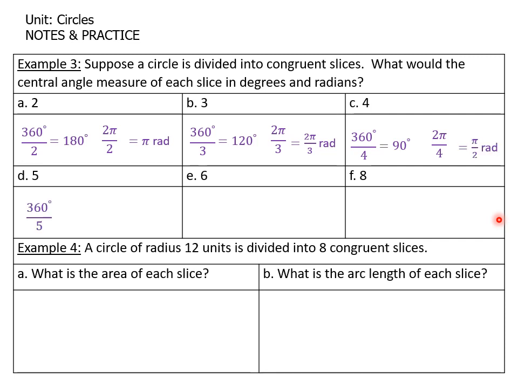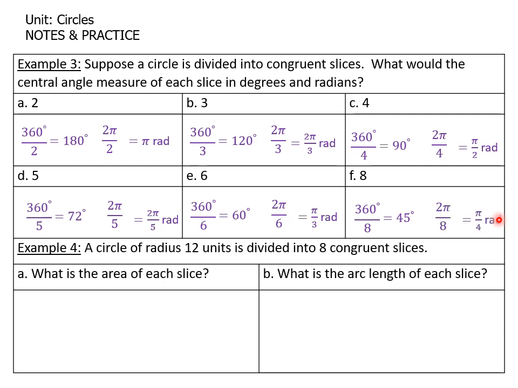Divide by 5. 360 over 5 is 72 degrees. 2 pi divided by 5 is 2 pi over 5 radians. Divide by 6, that would be 60 degrees. And 2 pi over 6, well, 2 over 6 reduces to 1/3, so that's pi over 3 radians. Divide by 8, that would be 45 degrees. And 2 pi divided by 8 is pi over 4 radians.